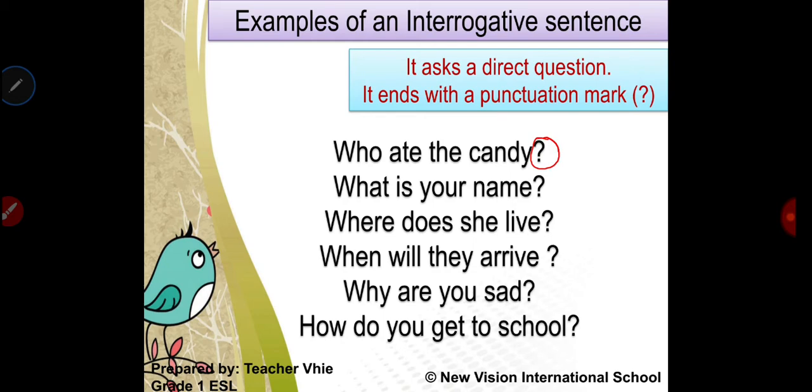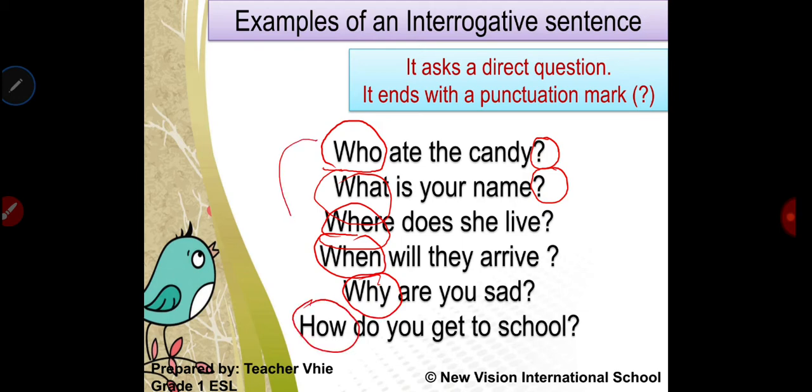Okay, let's start with the sentence number 1. Who ate the candy? So the WH question is who? Good. How about number 2? What is your name? So the WH question here is what? And of course, it ends with a question mark. Sentence number 3 is where. Sentence number 4 is when, why, and how. So these are all interrogative sentences. Do you understand now?